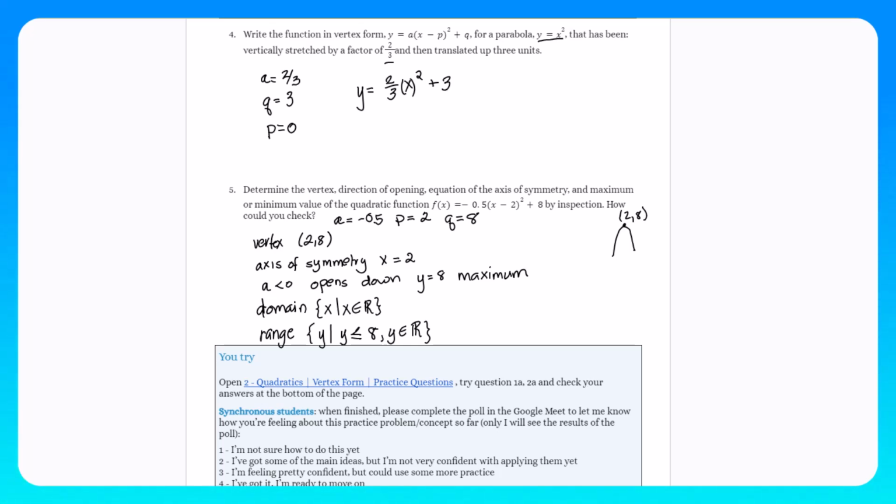Did we miss anything? Vertex, opens up, equation, maximum, minimum, and how can we check? We can check this if we wanted to by graphing it. So go ahead, you can check it, make sure that you use those calculator features to find vertex, axis of symmetry, things like that.